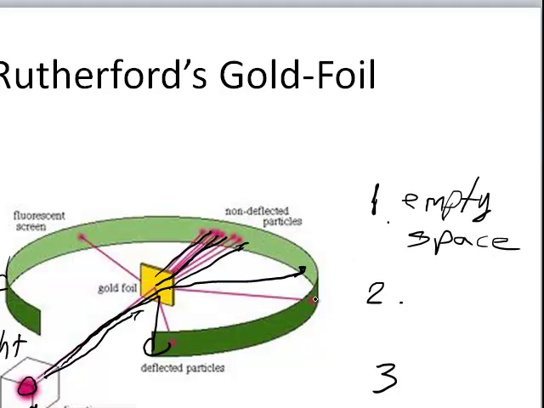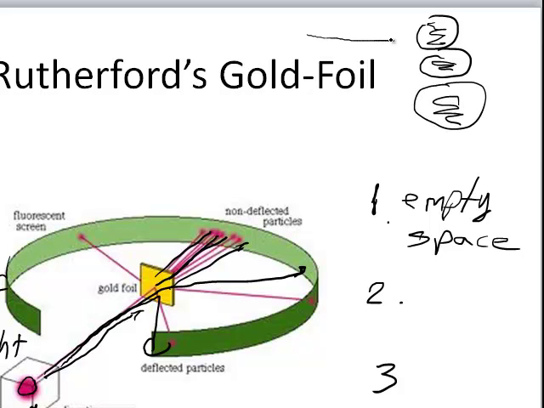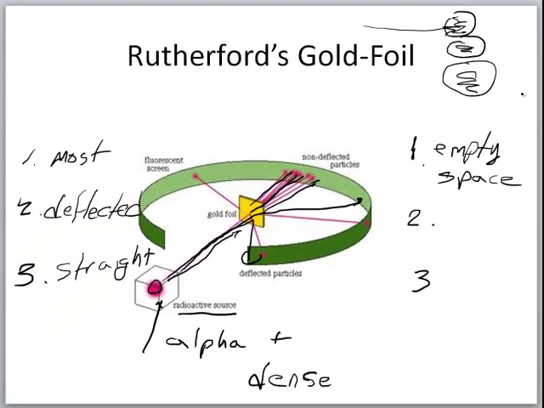If there were all kinds of things inside the atom, as those beams went through, they would have ricocheted or deflected. But since they went straight through, it told Rutherford that the atom was mostly empty space.